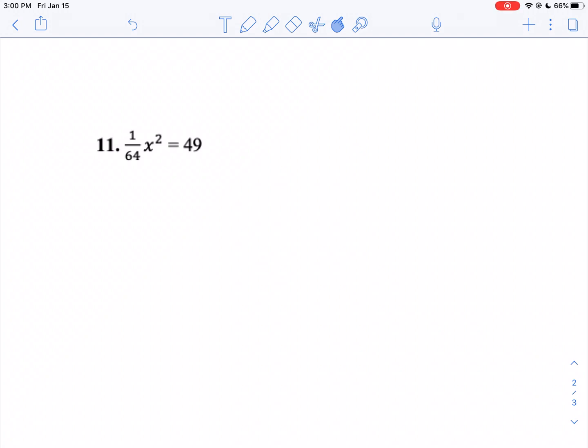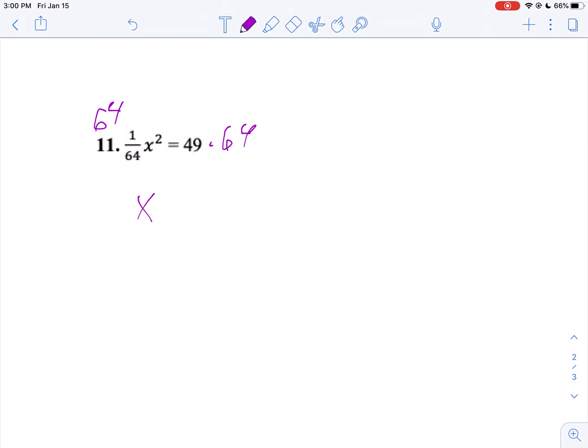We take a look at MT9 LT4, problem number 11. We can do this in a couple different ways. Notice I've just got one variable, so I just want to get that variable by itself. So if I look at this problem, what does this bar mean? Well, it means divide. What's the opposite of dividing? We're going to multiply both sides by 64.